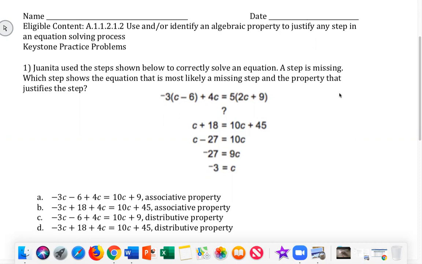Drew, what step do you feel goes in there? Drew, you there, buddy? Drew? All right, let's move on to Delaney.